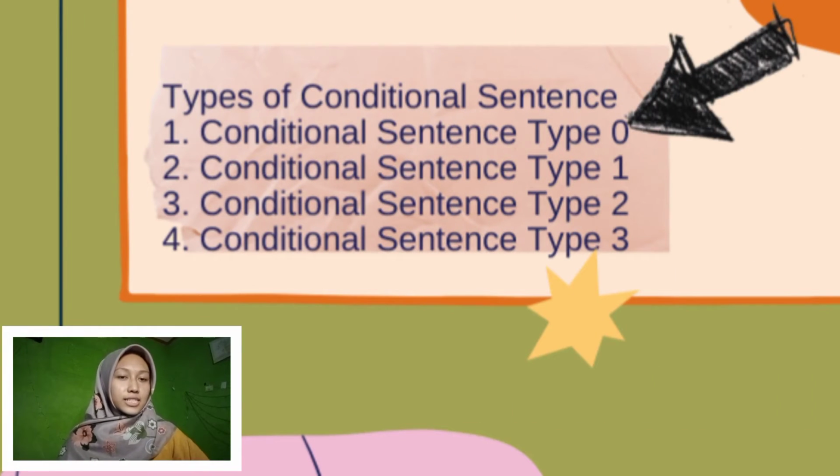The types of conditional sentence. There are 4 types of conditional sentence, each type using a different form of tenses. However, basically all conditional sentence consist of if clause and main clause. The first conditional sentence is conditional sentence type 0, and the second conditional sentence type 1. The third conditional sentence type 2, and the last is conditional sentence type 3.